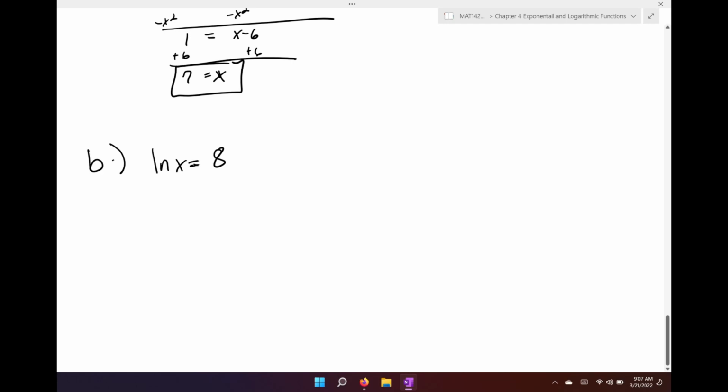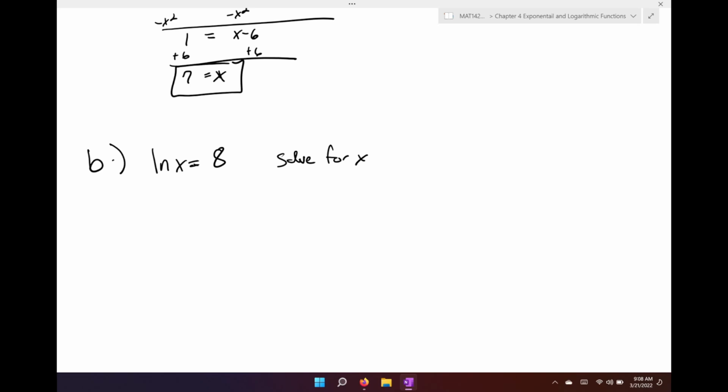We're gonna solve for x. The natural log of x equals 8. Now, with this problem, notice we have an ln on the left, but there is no ln on the right. If your first gut instinct is to say, why don't we just take the ln, you have to remember you have to do it to both sides of the equation.